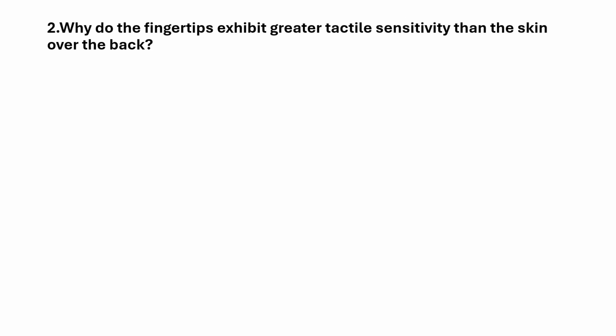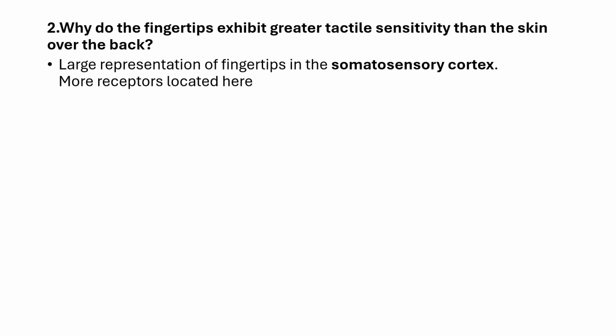Why do fingertips exhibit greater tactile sensitivity than the skin over the back? There is a concept called homunculus. Homunculus is the representation areas of the various body parts in the motor and sensory cortex. There is a larger representation for fingertips, especially for the thumb, in the somatosensory cortex. Also, there are more touch receptors located in the fingertips. These are the two reasons why the tactile sensitivity is more in the fingertips compared to the back.